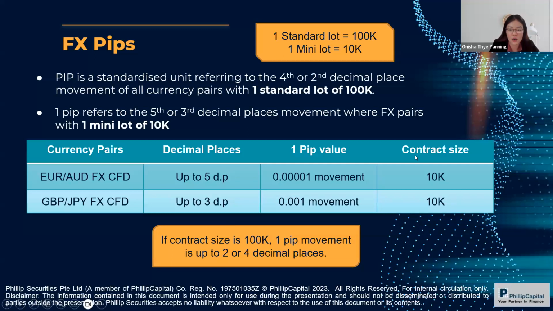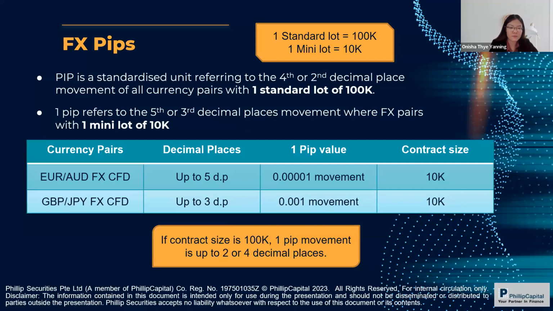Okay, so both are also 10K contract size. So for a 10K contract size, 1 pip movement is the 5th or 3rd decimal place. Okay. So in the case of 100K, it would be the 4th or 2nd decimal place movement.